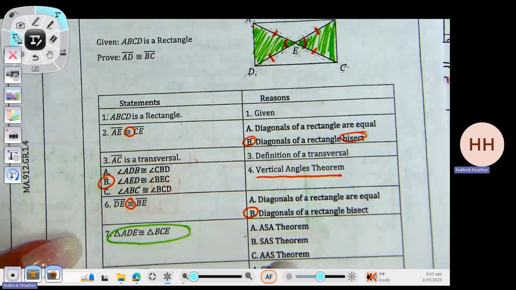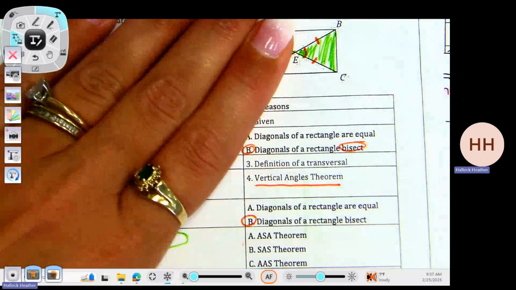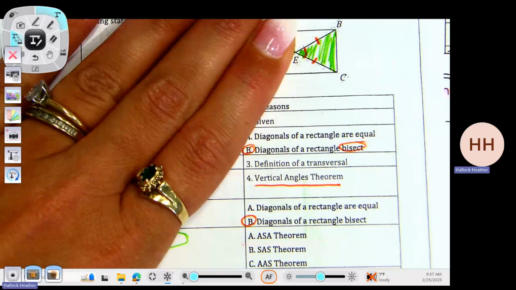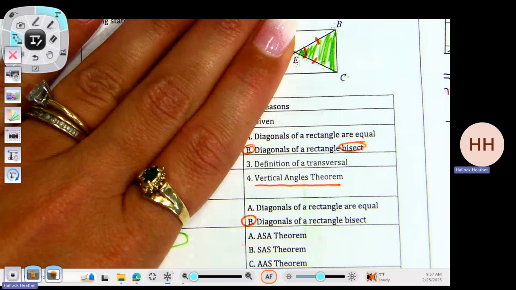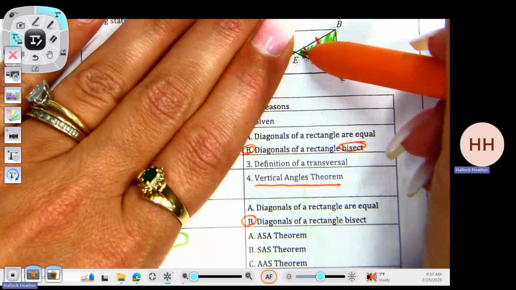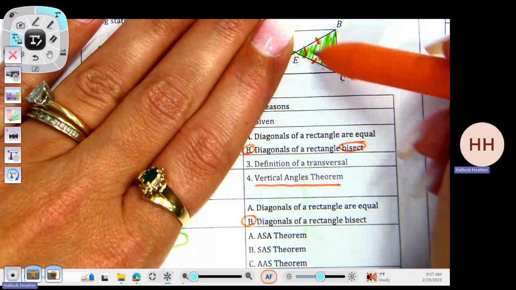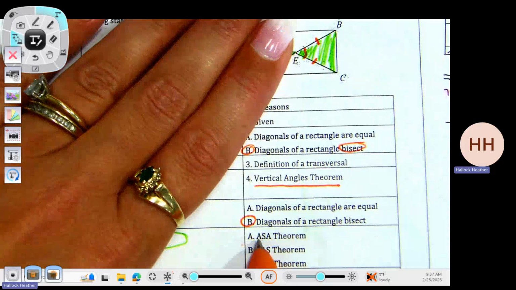I need to figure out which theorem to use. So if I cover up one of my triangles, let's cover up this one over here. If I cover up one of my triangles, it doesn't matter which one you cover. I need to justify how I know they're congruent. I have a side marked, and an angle. Notice the angle is between them. So I have two S's and an angle. So I have angle, side, angle.